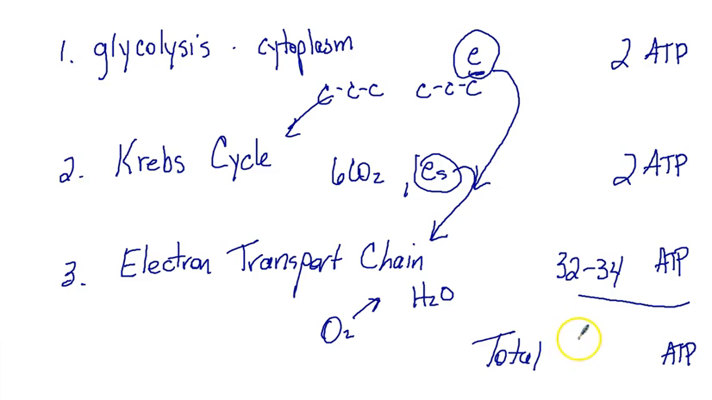So we take a look at all of this. We can say that we get 36 to 38 ATP. That is for one glucose molecule. All right, so this summarizes kind of what comes out of each step in cell respiration.